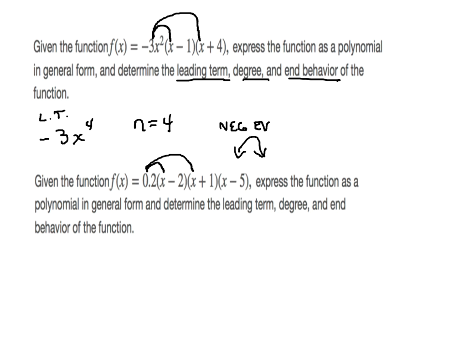So if we multiplied all of our first terms there, we would end up with a leading term of 0.2 x cubed. My degree is 3, and my end behavior is determined by that leading term. It is a positive odd, same thing as my line. Falls left, rises right.